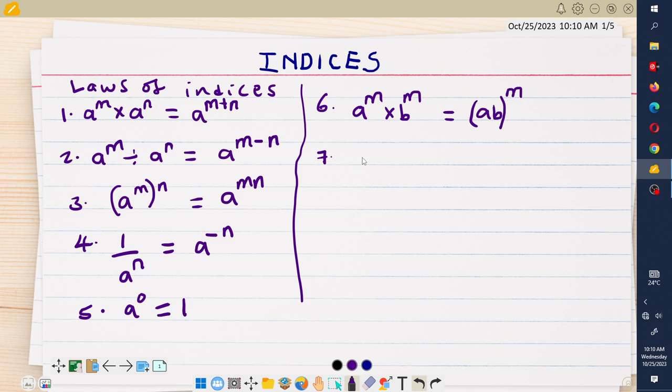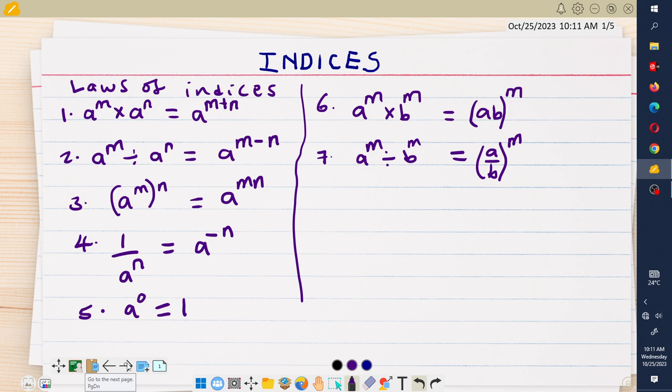Similarly, if you have a to the power of m, then you divide with b to the power of m, this one is the same as saying a divided by b, then the whole thing we take to the power of m. So these are the basic laws of indices. The key thing to note is that whenever you multiply, if the bases are the same, then you are supposed to add the powers. Whenever you divide similar bases, then you subtract the powers, and so forth.